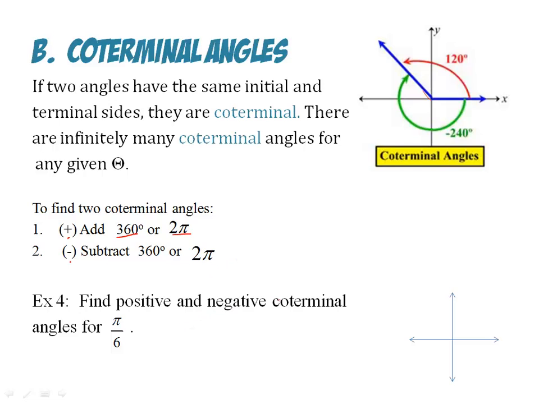Alright, so find the positive and negative coterminal angles for pi over 6. Well, let's think about pi over 6 is less than half a pi. So that's down here, right? If I'm looking at my positive angle, there's pi over 6.